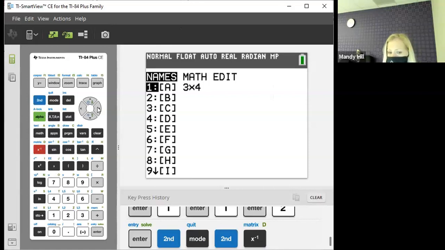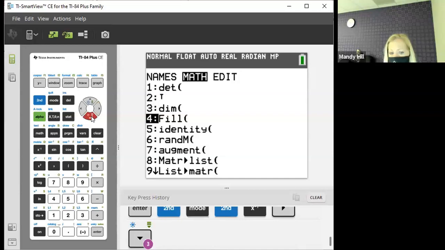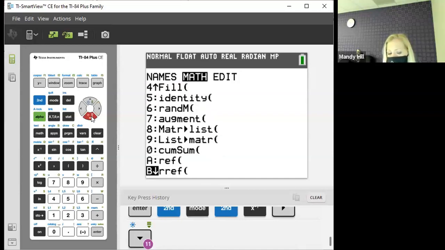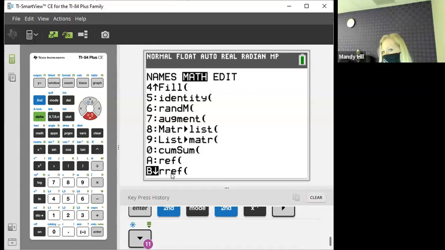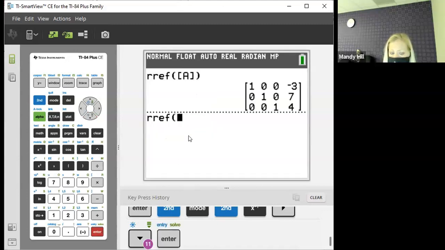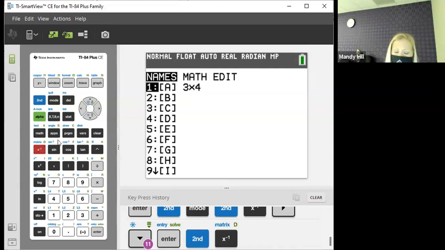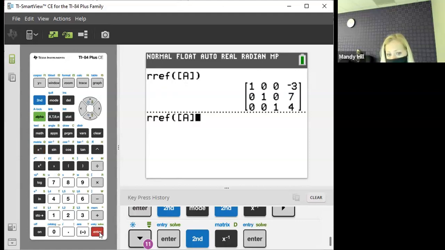We're going to go over this time to math. I promise you I will go back to that page and write all this down. Go over to math, and we're going to go down, down, down, down, down until it says, this is important, the one that says RREF with the 2 R's. RREF, we're going to hit enter. Then we want second matrix. We do want matrix A, so we're going to hit enter. I like to close off my parentheses, though I don't think you have to do that. And then you hit enter.